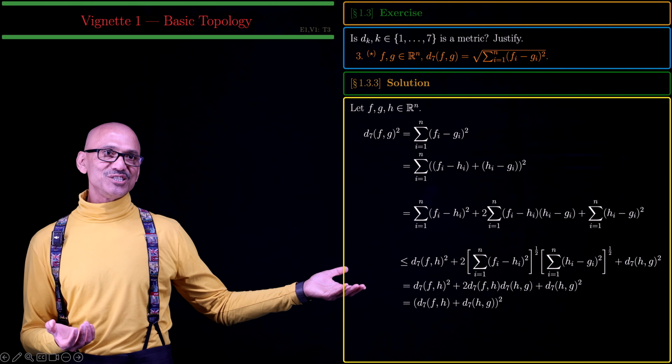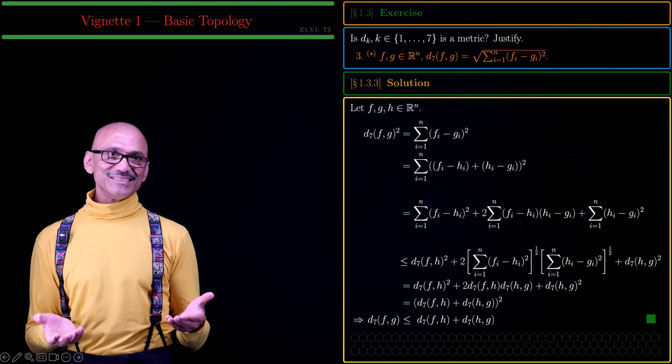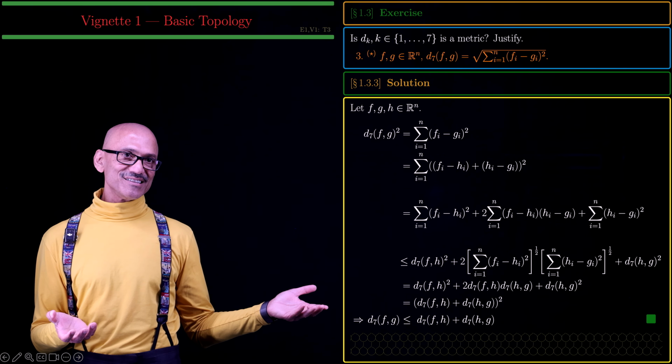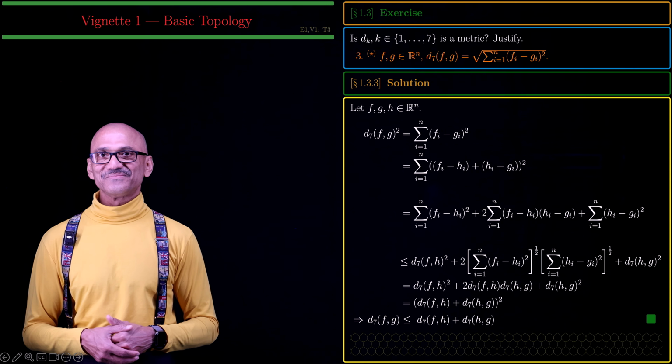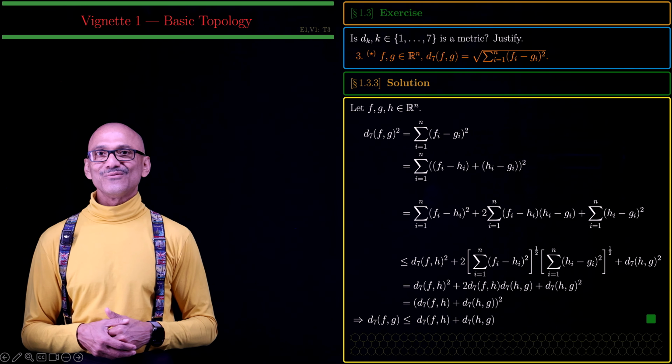And now we can take the square root of both sides, honoring the fact that we have less than or equal to here to arrive at this final line. The distance from F to G is less than or equal to the sum of the distances from F to H and H to G, which is precisely the triangle inequality. Observe that H in this line can be F or G or neither. Voila.